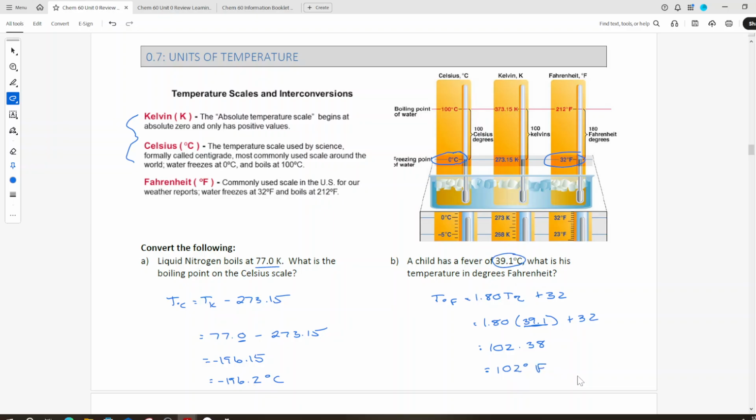3 sig figs in the question, 3 sig figs in my answer is usually the safest way to go. For the previous one, it was different. It was a simple calculation where I was just subtracting, and so for that one, I went to the nearest tenth. Okay, awesome. Give these ones a go, and then we'll continue.